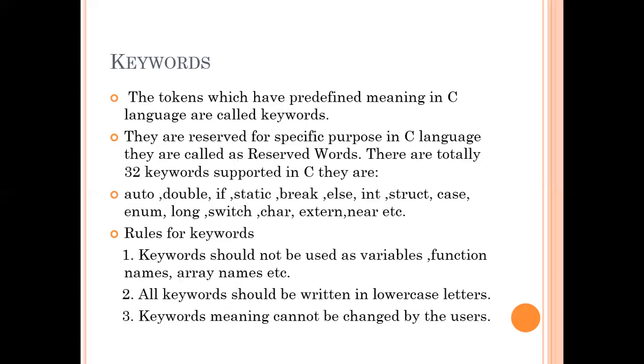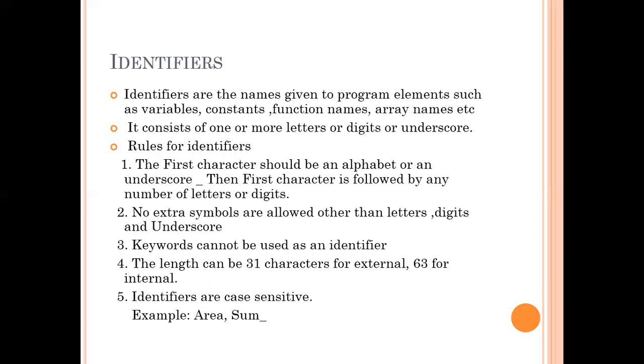Look at the keywords. First one is keyword. Tokens which have predefined meaning in C language. They are reserved for a specific purpose. Auto, double, if, static, break, else, struct, all these are examples of keywords. Keywords should not be used as variables, function names, array names, etc. All the keywords should be written in lowercase letters. Keywords' meaning cannot be changed by the users.